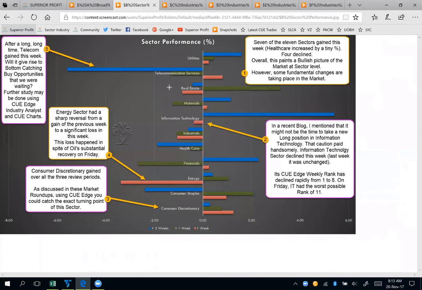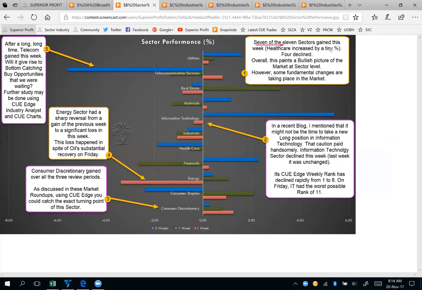Every week, we look at 11 economic sectors and analyze them across three review periods. The red bar indicates performance of this week. The green bar, performance of 1 week prior to the red bar. And the blue bar represents performance of 2 weeks prior to the green bar. Any bar coming to the right of the zero point indicates that the sector gained, and a bar coming to the left of the zero line indicates that the sector declined.